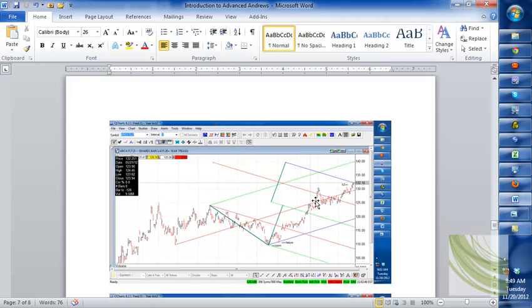Andrews would say, well, this is a target, and the target is really not a place where you would necessarily reverse. You may, but it's not necessarily a reversal point. The target is just to give you an idea of about where prices are headed. And what Andrews taught is that 80% of the time prices make it to the median line, right? Okay.